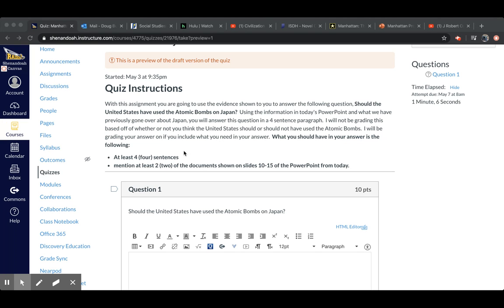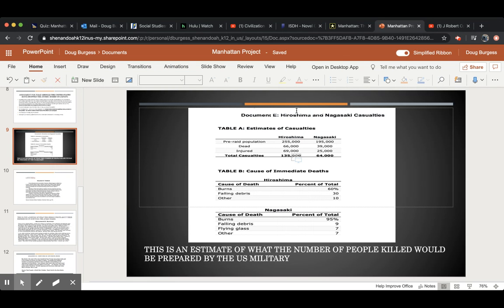Your paragraph should be at least 4 sentences. If you need more than four, absolutely feel free to, but you need at least four. And then you also need to mention at least two of the documents shown on slides 10 through 15. And so to give you an idea of what those are, I'm going to run through those real quick.